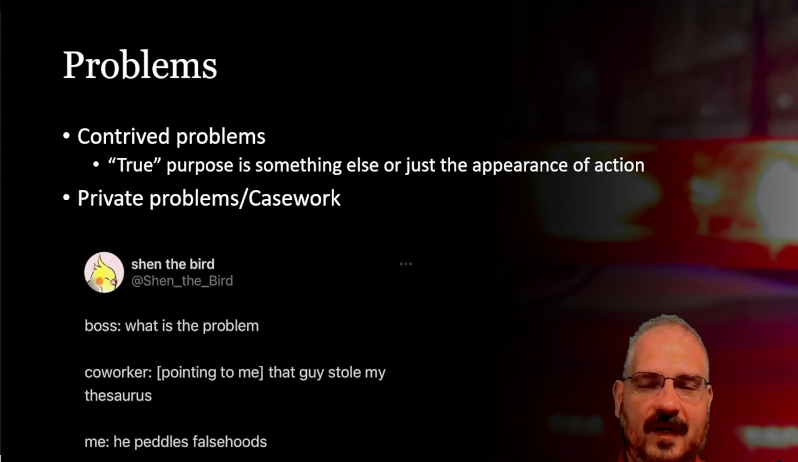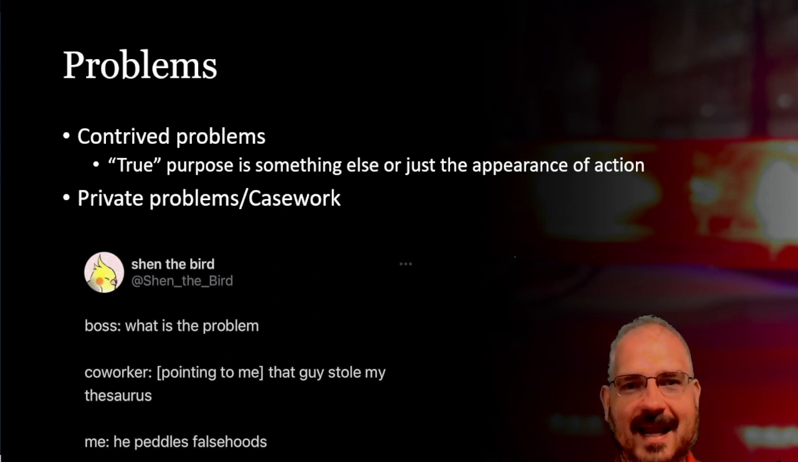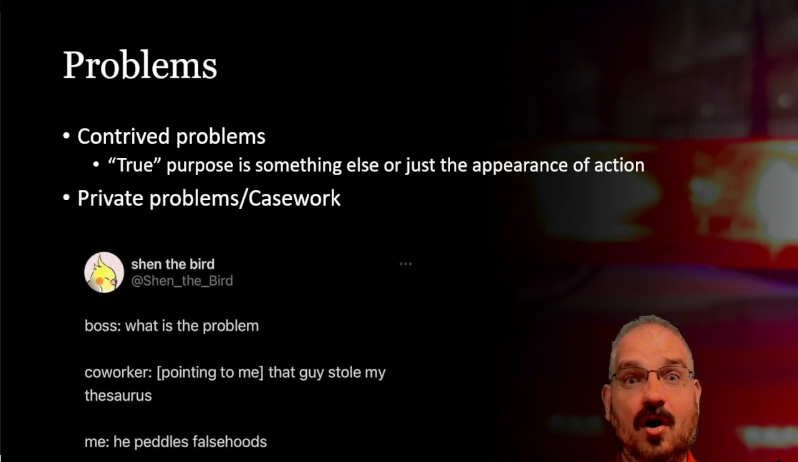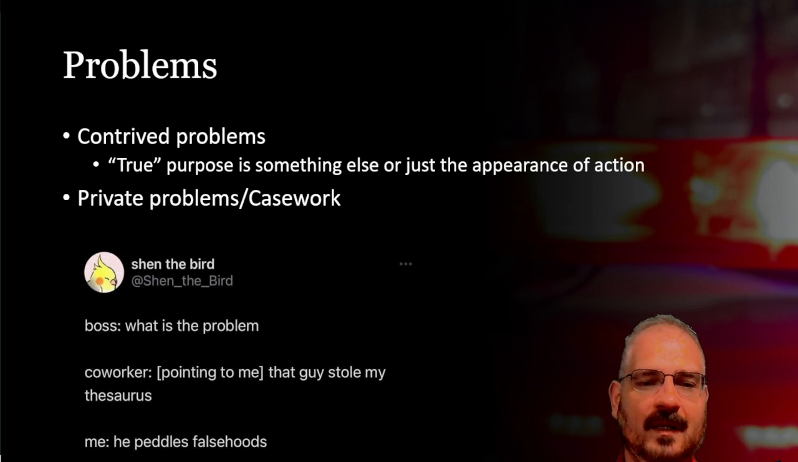A lot of both state legislature and national legislature time is spent on private problems. So these are issues and policies and laws that are passed specifically for either one person or one small group of people or one organization or one small geographic location. In Congress, a lot of times they will call this casework.